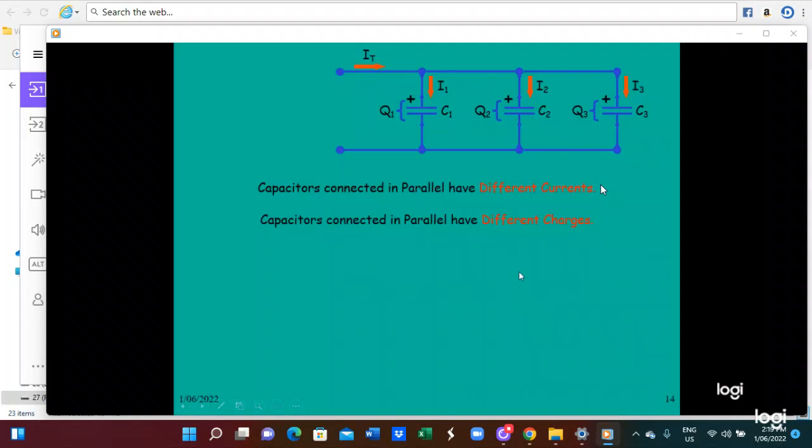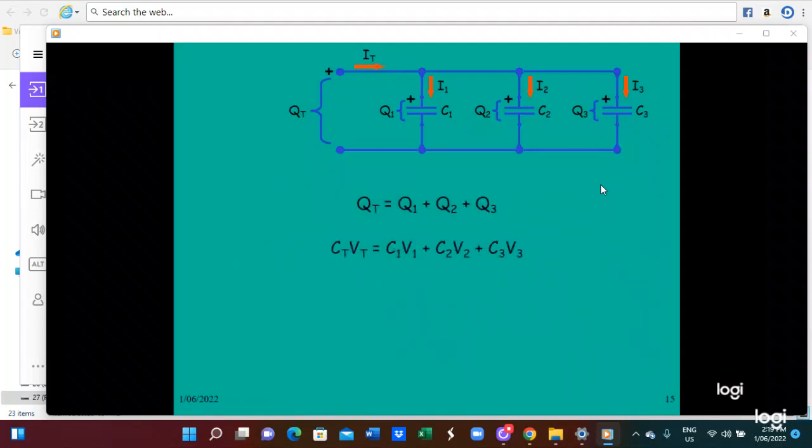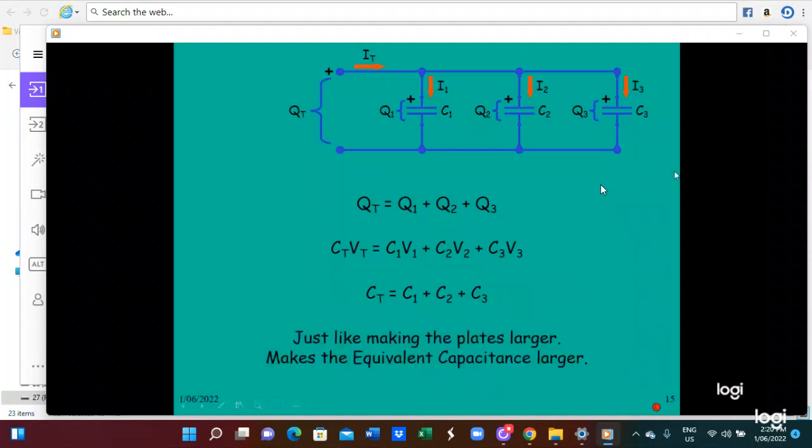The total charge on a group of capacitors connected in parallel is the sum of the individual charges. Q_T equals Q1 plus Q2 plus Q3. Therefore, Q_T equals C_T multiplied by V_T. Then C_T V_T equals C1 V1 plus C2 V2 plus C3 V3. So C_T equals C1 plus C2 plus C3. Just like making the plate larger, it makes the equivalent capacitance larger.